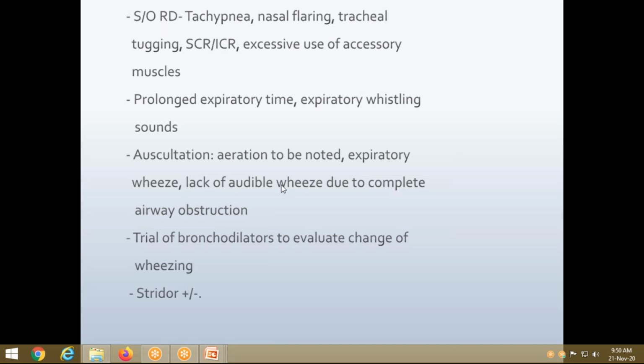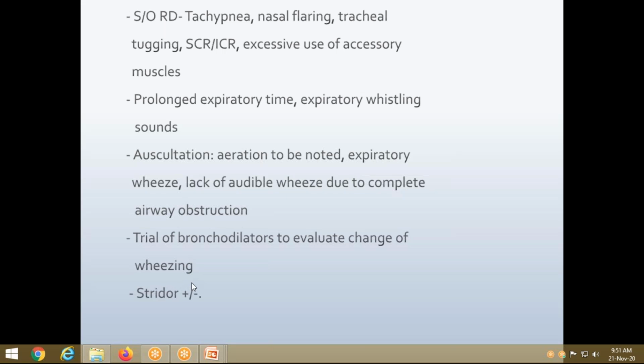Suppose the child presented to you in your emergency department with wheeze, and all of a sudden the child is not having any wheeze, then you should not be satisfied. That part of the air is also obstructed, so there is no air getting in or getting out, and hence no other sound. That tells you of impending respiratory failure. So in auscultation you typically find wheeze, but sometimes in complete airway obstruction, you could hear nothing.